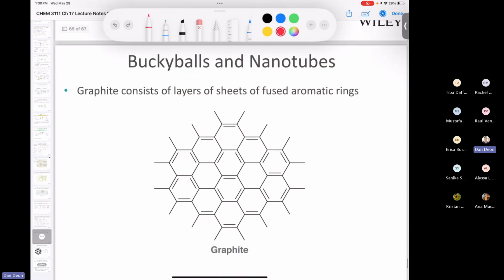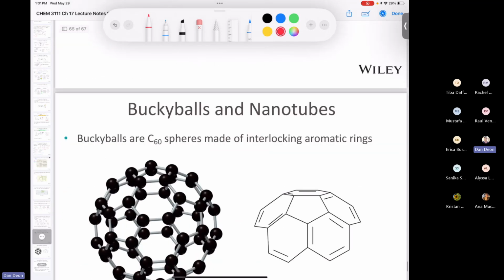I'm going to leave the section about graphite, which is an allotrope of carbon, which is just a bunch of aromatic rings fused together. I'll leave that as an FYI. I'm not going to test you on graphite, but you would have seen this in General Chemistry 1 when you looked at heats of formation, that carbon in the graphite form is the most stable form of carbon. So the transformation from diamond to graphite actually has a negative delta G, so it's a spontaneous process.